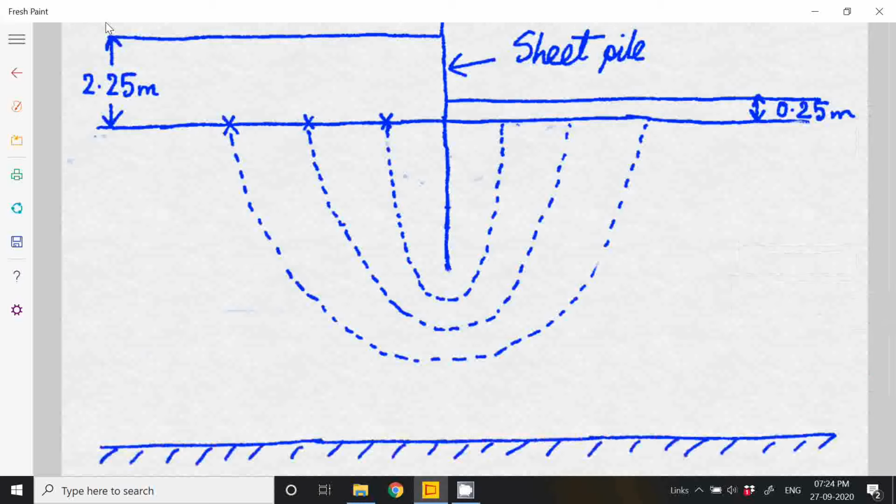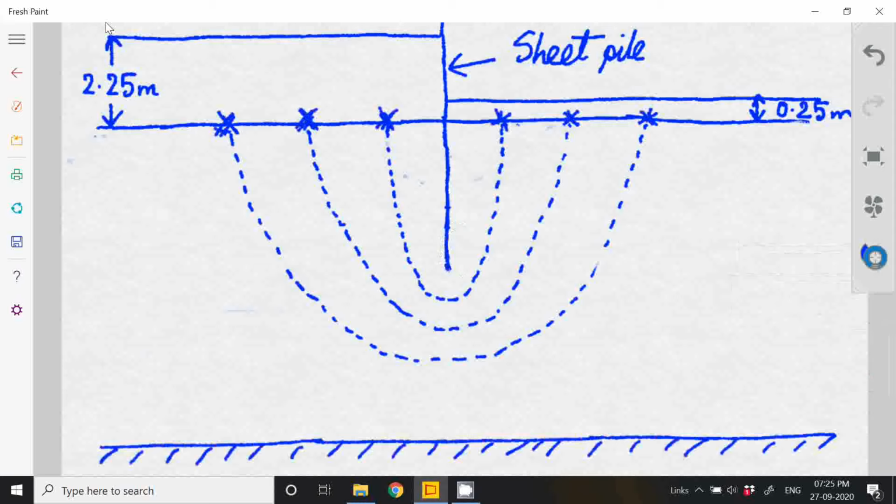It means water cannot pass through this layer. Okay. Now at this point, suppose the head is 2.25 meter. Here also the head is 2.25 meter. Here also the head is 2.25 meter. And here the head is 0.25. Here the head is 0.25. Here the head is 0.25.